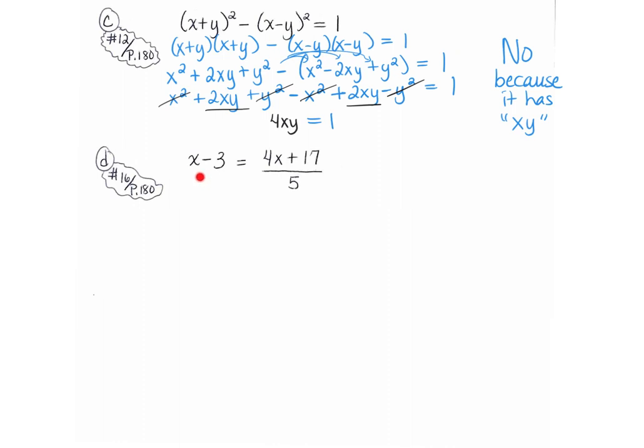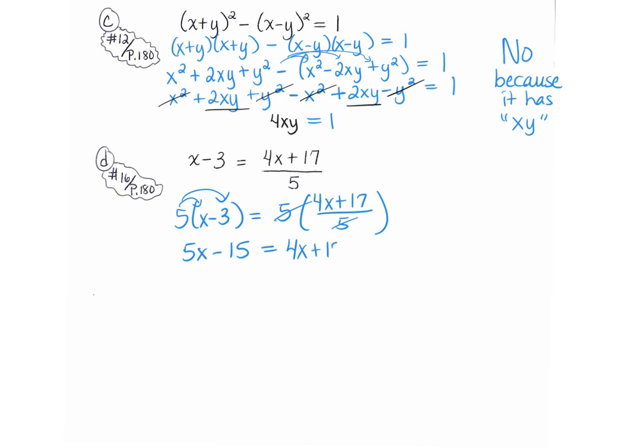So part D, we have x minus 3 equals 4x plus 17 over 5. If you want to eliminate the fraction, you can multiply both sides by what? 5. Very good. So do that. So we'll have 5 times x minus 3 equals 5 times the quantity 4x plus 17 over 5. The 5's cancel on the right, and then we simplify, distribute this 5 here. We get 5x minus 15 equals 4x plus 17.